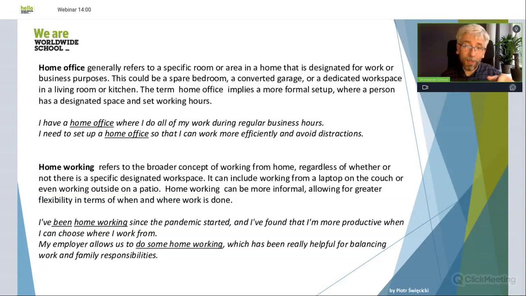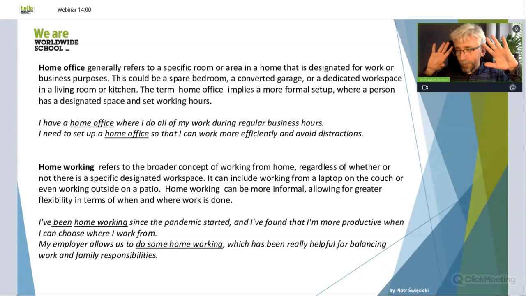And have a look at the examples, how home working goes with verbs. I've been home working, it's a verb. You cannot say I was home officing, but you can say I've been home working since the pandemic started. And I've found that I'm more productive when I can choose where I work from. My employer allows us to do some home working, blah, blah, blah. Can you see the difference? Yeah.